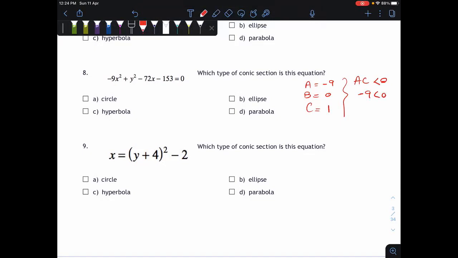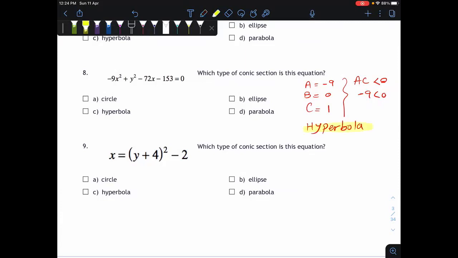So when we have this, we multiply a by c and find b squared minus 4ac. A and c are not equal, so it's not a circle. It's not an ellipse, because a times c is not greater than 0. But a times c is less than 0, so it's a hyperbola.